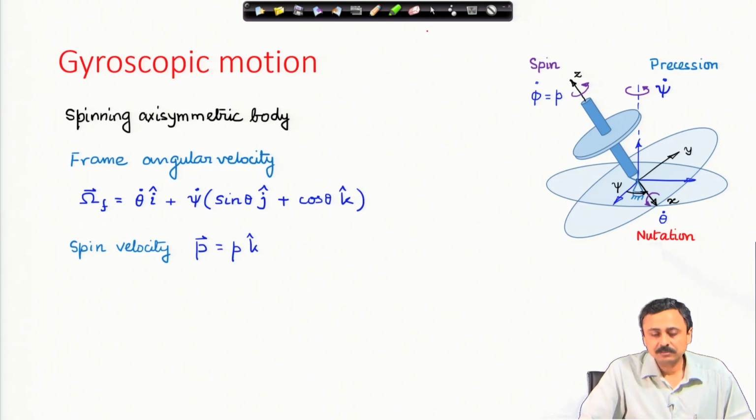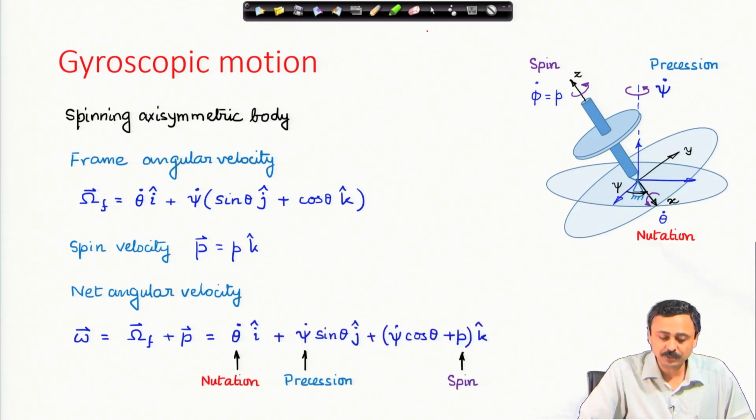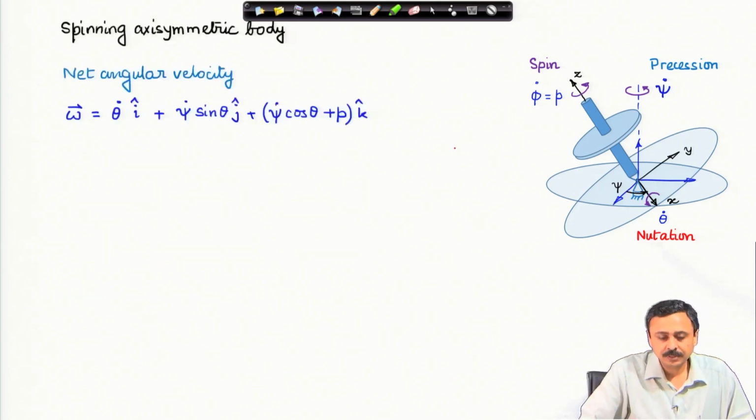Spin angular velocity of the body is p k cap. Therefore, the net angular velocity of the body is the angular velocity of the frame plus the angular velocity of the body with respect to the frame. And here I have marked out what the various terms are. We have nutation, which is the rotation about the x axis, which is perpendicular to the axis of symmetry and the inertial z axis. And note that this x axis is always in the inertial x y plane, because it is perpendicular to the inertial z axis. The second term is born out of precession, and the third term has contributions from precession and spin. So, this is our net angular velocity of the body.